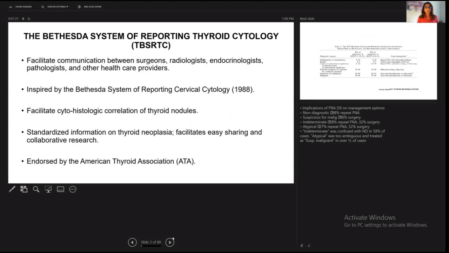The Bethesda system of thyroid cytology was inspired by the cervical cytology system, which was its predecessor, in 1988. And basically, the Bethesda system helps standardize information on thyroid neoplasia. So it helps facilitate easy sharing and collaborative research. It almost gives a common language for pathologists to communicate thyroid cytology with the clinicians.